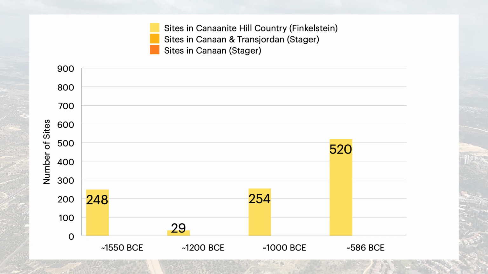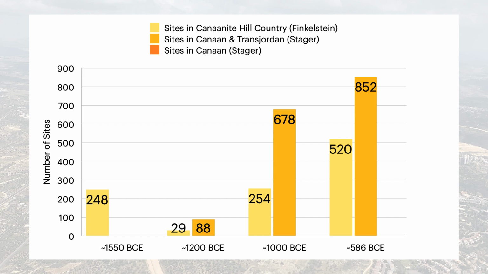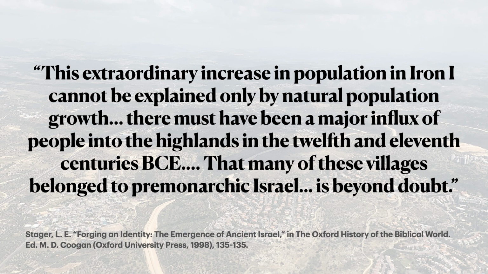Using different models, different numbers of sites come out, but what's important is the pattern. Everyone agrees that at around 1200 BCE, an extensive program of settlement began across the Canaanite highlands. Here's a quote from the Oxford History of the Biblical World. This extraordinary increase in population in Iron 1 cannot be explained only by natural population growth. There must have been a major influx of people into the highlands in the 12th and 11th centuries BCE. So the Israelites emerged in Canaan in around 1200 BCE.